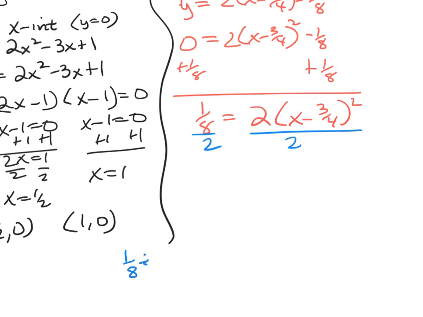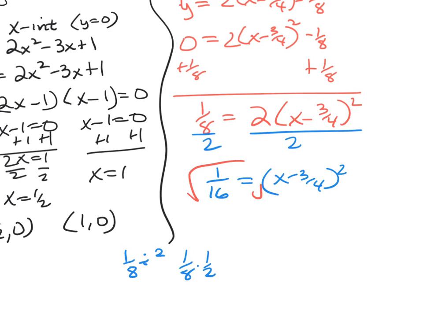One-eighth divided by 2 is the same thing as 1/8 times 1/2. So this becomes 1/16. Oh, the 2 is gone. So now I have (x - 3/4) squared. And now I apply the square root method. Plus and minus 1/4 equals x minus 3/4.